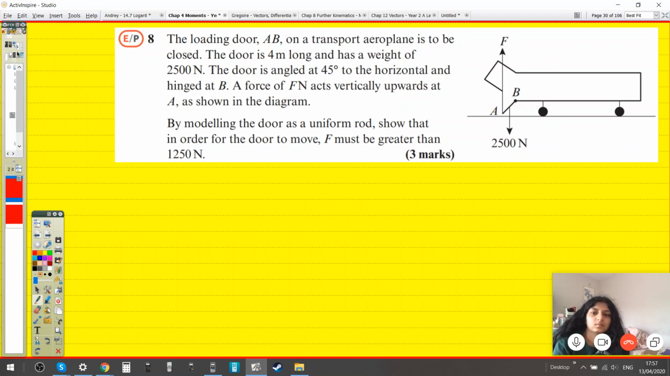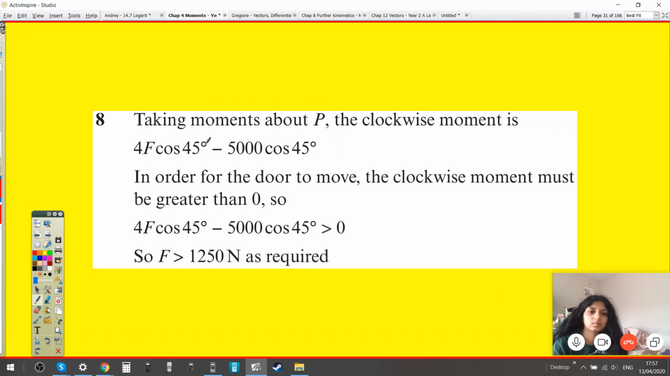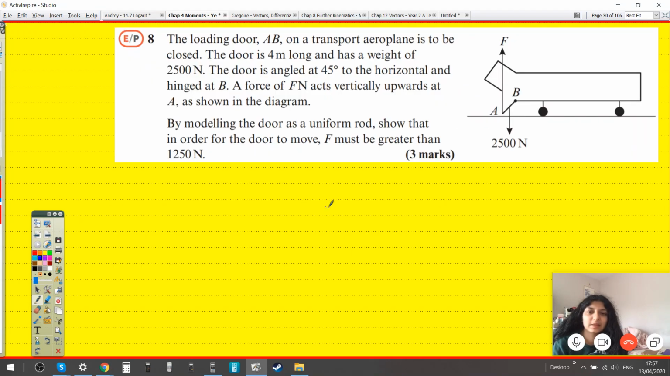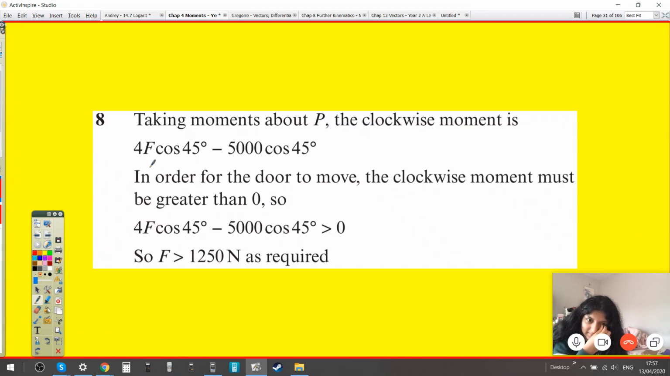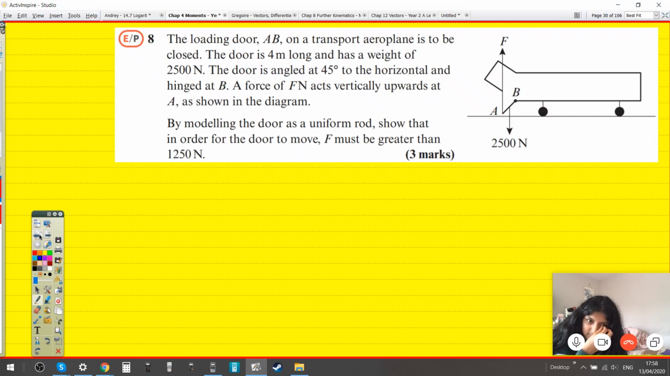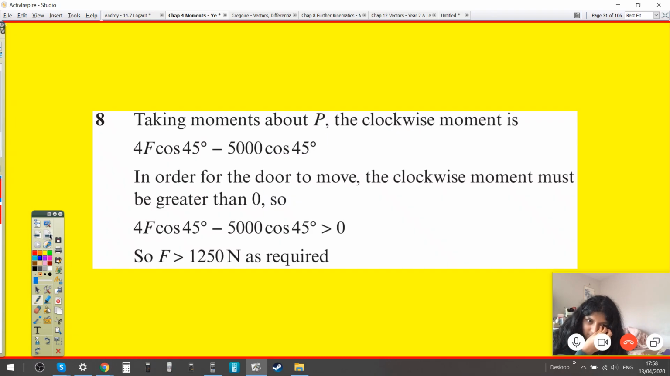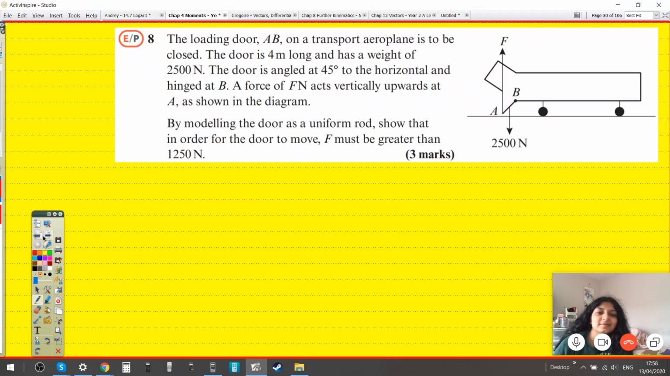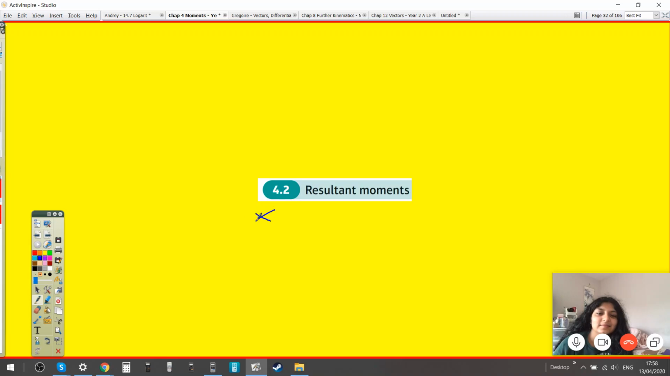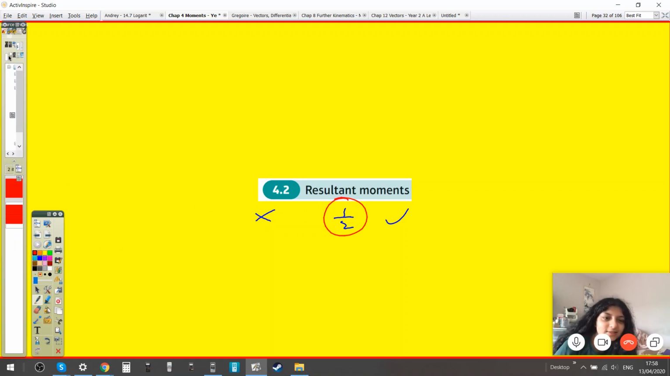I can't really see it. Anyway. Oh, taking moments about P. P? Where's P? There's no P. Is this the right thing? F, 8? It says in order for the door to move, so it must be the right one. There's no P. Anyway, I'm not sure what they're on about. Resultant moments. Like half. Pretty confused. A bit confused. Yeah, let's see.